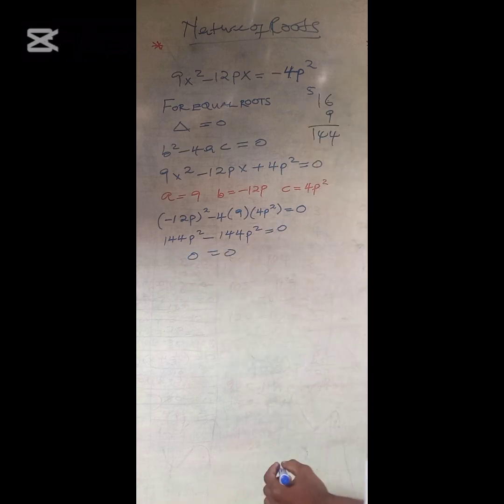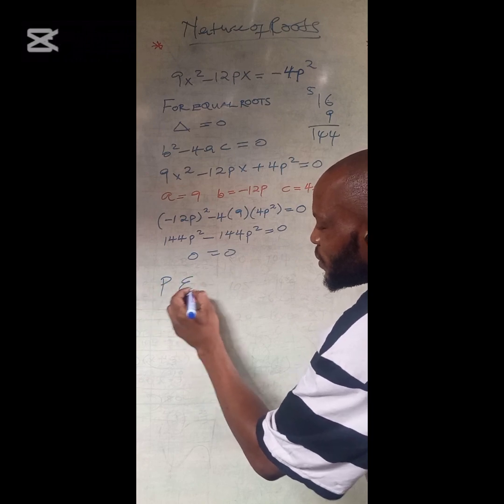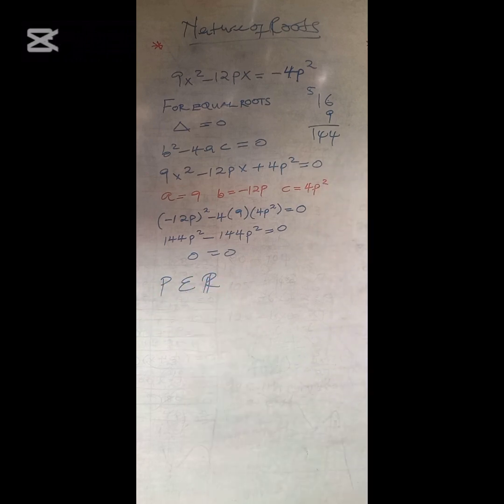So in this case, p is an element of all real numbers. So p can be any number. This root will always be equal. p is an element of all real numbers. This was our 16%, guys. This was our 24 marks.